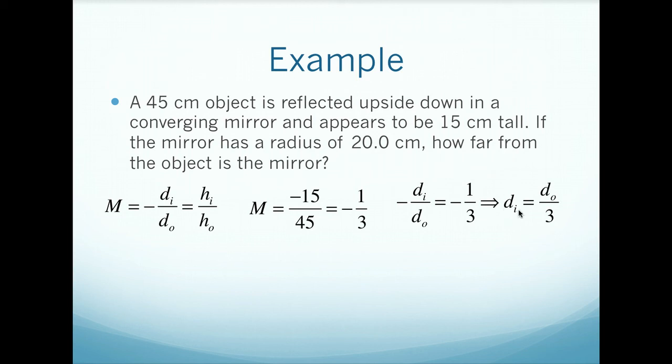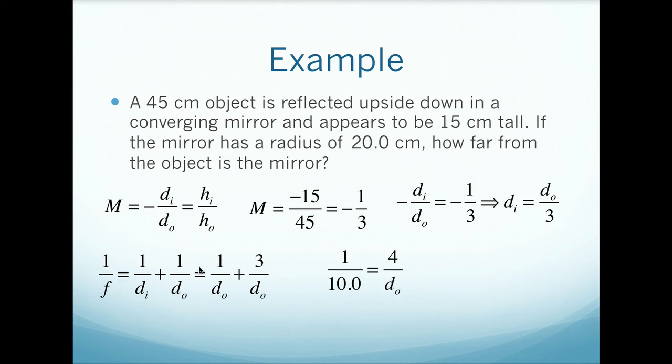So I'm going to substitute DI in the formula, which is 1 over f equals 1 over DI plus 1 over DO. That's the regular formula, works for everything. So I'm going to substitute DI for DO. Since it's 1 over DI, it's going to be flipped, and you're going to end up with 3 over DO. So 1 over DO plus 3 over DO equals 1 over f. Again, radius is 20, which means that the focal length is 10, which is half, equals, when you do 1 plus 3 is 4, 4 over DO. From there, DO is 40 centimeters.